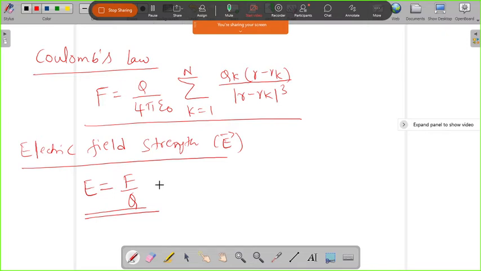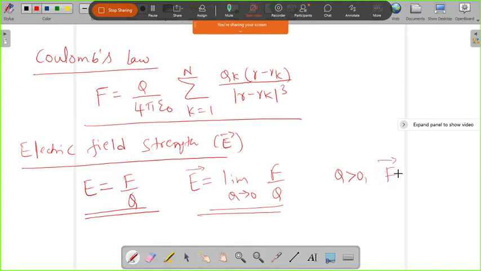We can even define this as the limit q tends to 0 of F by Q. For this, Q should always be greater than 0. To find the direction of the electric field, Q should be greater than 0. Then the direction of the electric field is the same as the direction of the force. Whenever the force is measured due to some charge, in the similar direction the electric field strength will also be there.